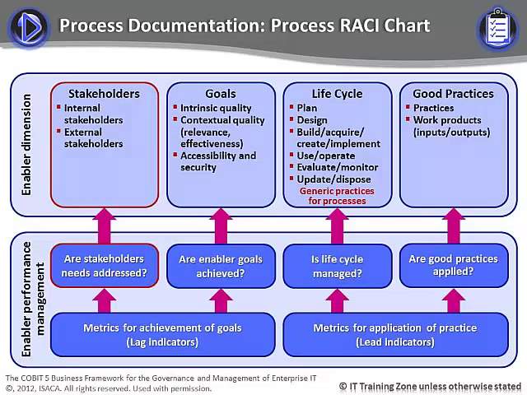You've now learned about both IT-related goals and process goals, and their metrics. The next section of the process description is the process RACI chart. This relates to the stakeholders enabler dimension. You learned about stakeholders in an earlier lesson. You'll remember that they can be external or internal. External stakeholders include customers, suppliers, and regulators. Internal stakeholders include governors, executives, and managers.